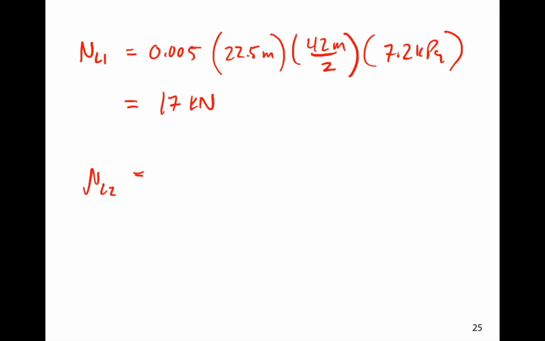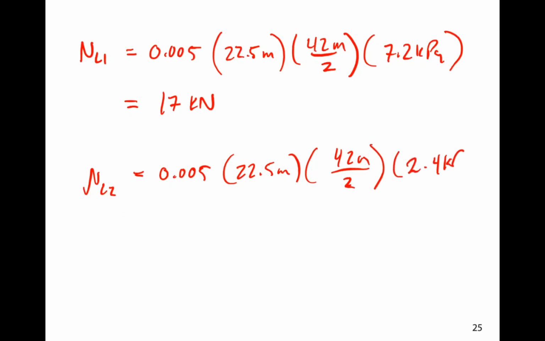The part from the classroom, same thing, 0.005 times 22.5 meters times 42 meters over 2, because it's only over half that width of the building, but times 2.4 kPa. That's going to give me a notional lateral load, I'll just say 6.7 kilonewtons. Okay, so basically the notional lateral load is 3 times bigger, right? For the left side, 17 divided by 3 is 5.67. So I'm confident that these magnitudes more or less make sense.